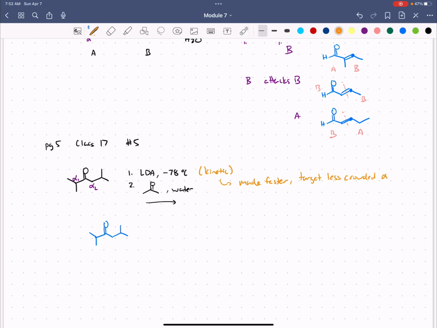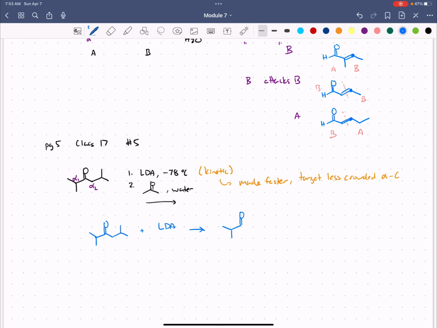I will use LDA only on the exam when I want to choose the kinetic enolate over the thermodynamic one, at the less crowded alpha carbon. Okay, and so when we have LDA, it's an acid-base reaction, right? And we actually don't have reversibility because we get 100% of the enolate. We get some reversibility, but in practice, it's essentially 100%.